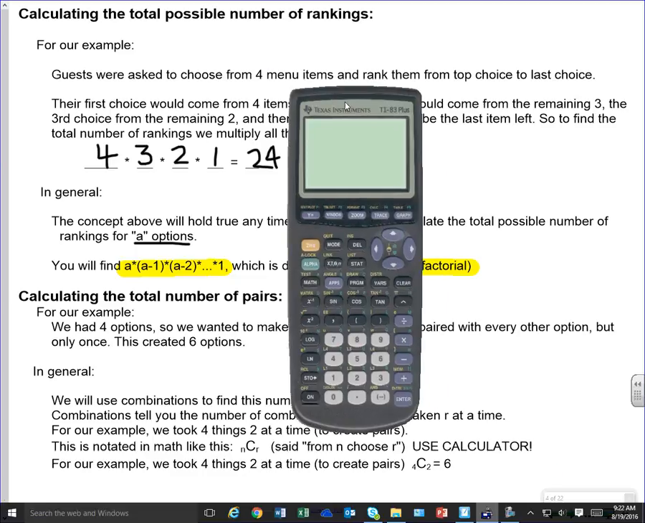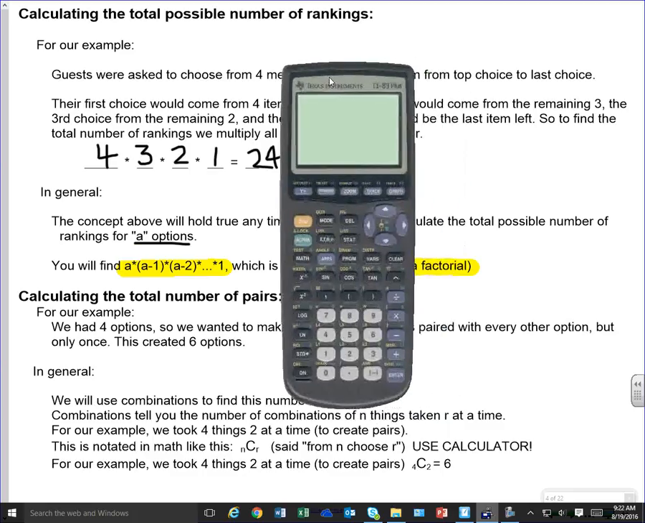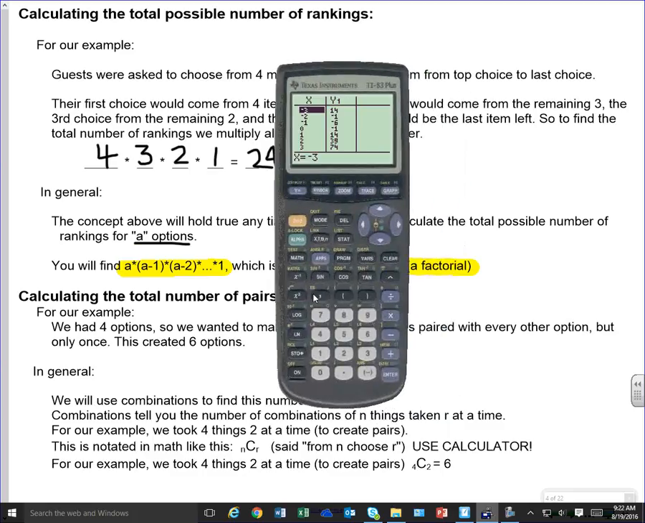I've got one here that we can use. So where is that factorial button at? Well, our factorial button is actually in the math area. So you'll see this button here, math, and go over to PRB, which is probability, okay? Go down to number 4, and that is our factorial, okay? So I'm going to quit that so I can go back to this screen.